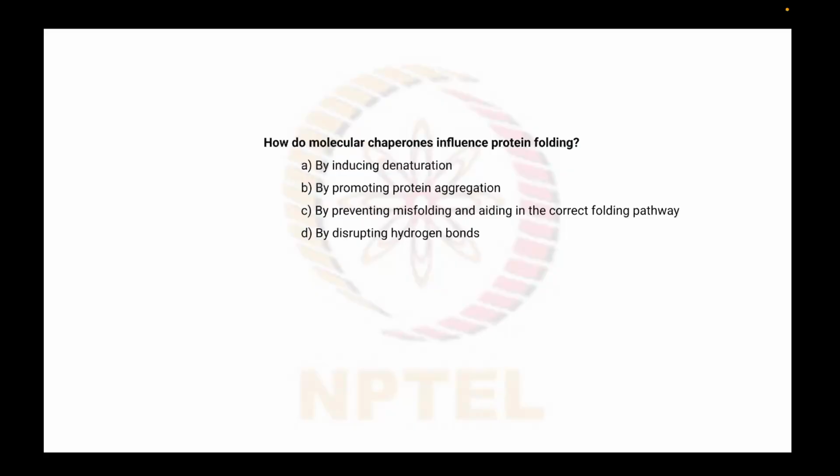Whether these molecular chaperones induce denaturation, or promote protein aggregation, or prevent misfolding, or aid in the correct folding pathway, or disrupt hydrogen bonds. What do molecular chaperones do or try to influence? In what way do they try to influence protein folding?